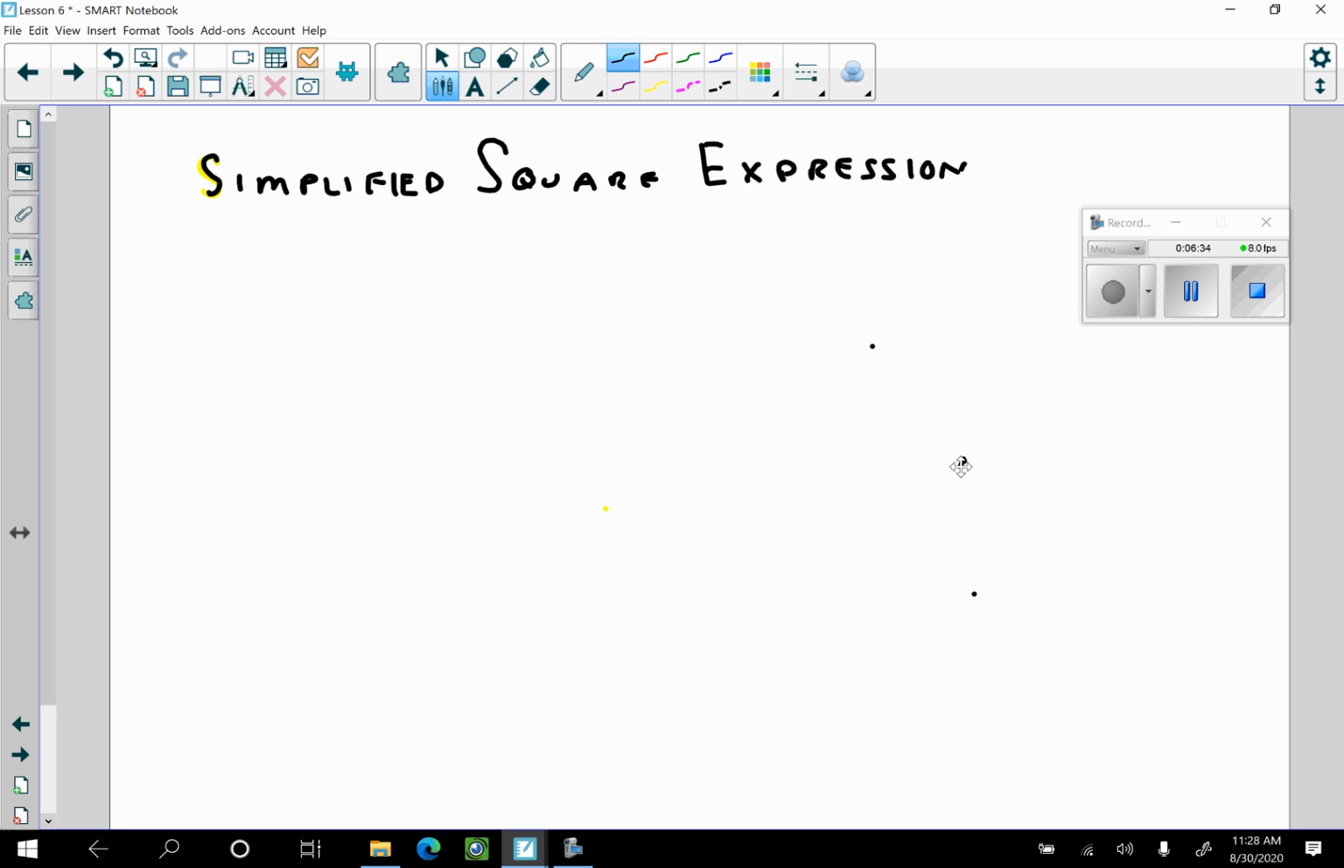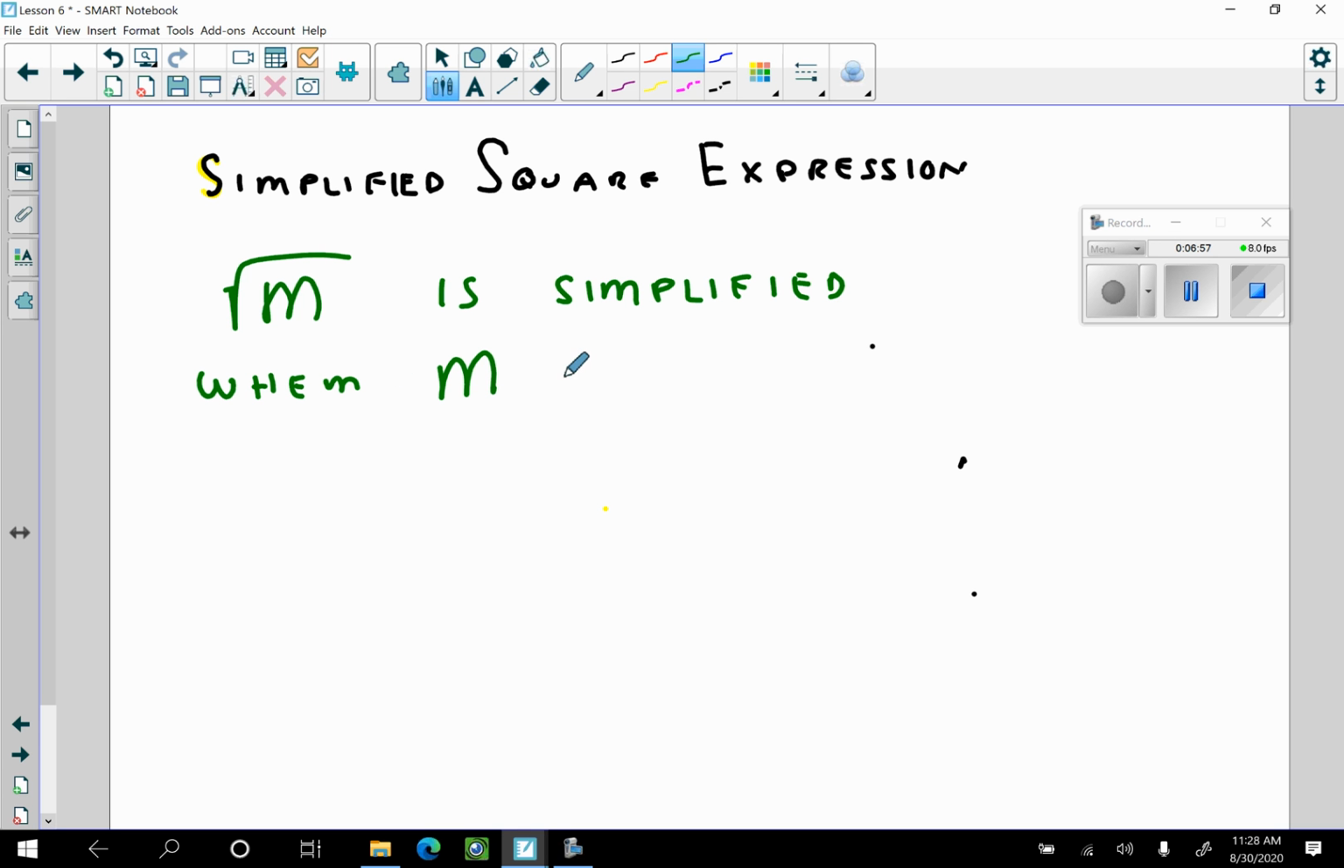So if I have an expression, let's go with this guy right here, the square root of m is simplified when m has no perfect square factors, and we just went over what a perfect square was. So square root of m is simplified when m has no perfect square factor.